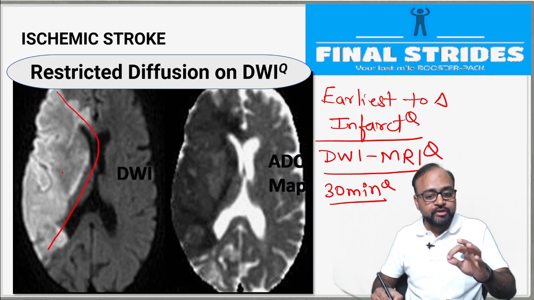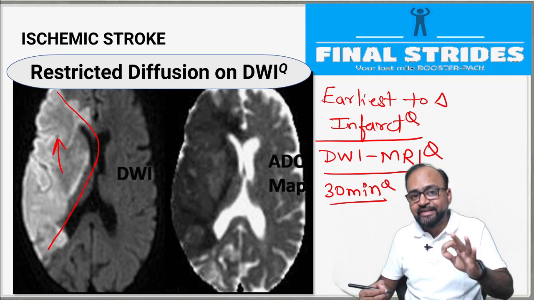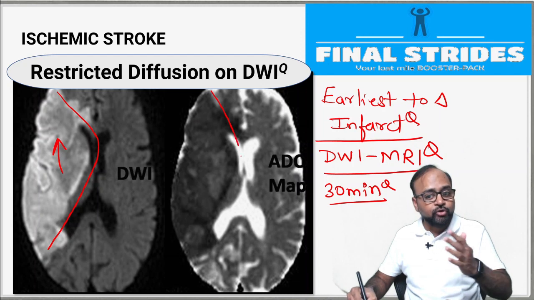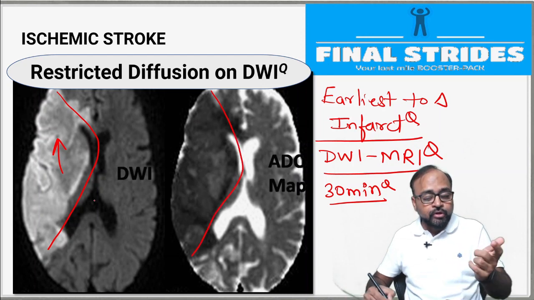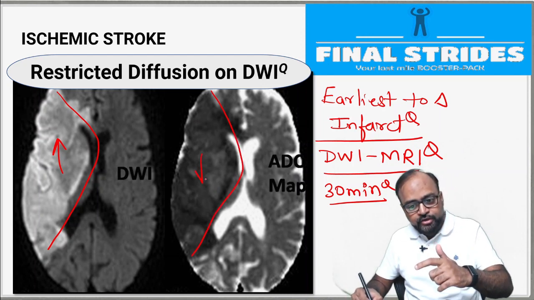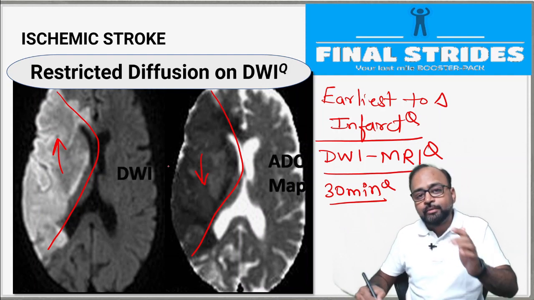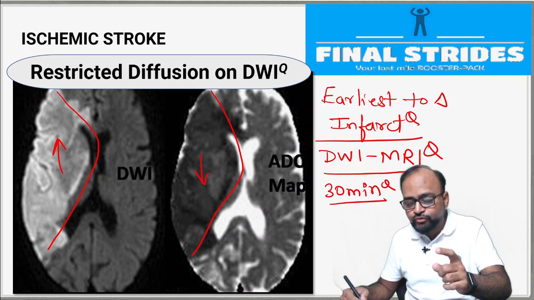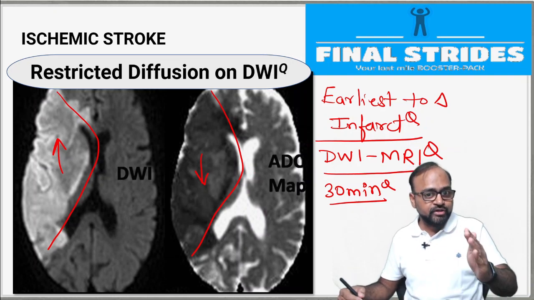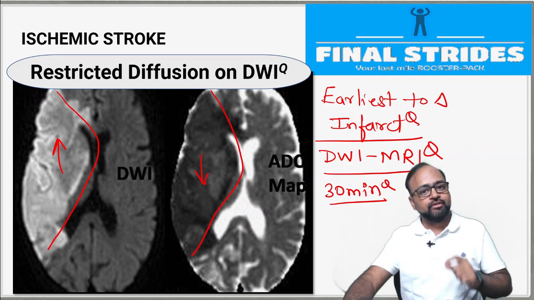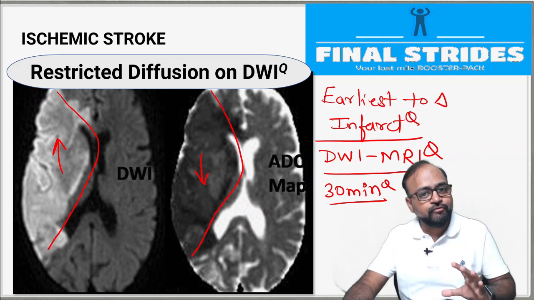that is appearing bright or hyperintense, and a digitally generated image, that is an ADC map or apparent diffusion coefficient map. The same area is appearing slightly hypointense or dark. An area that appears bright on DWI but dark on ADC suggests restricted diffusion. Remember, with a clinical history of stroke, that is hemiplegia, hemiparesis, it suggests acute ischemic infarct. Earliest can be detected by diffusion weighted imaging.